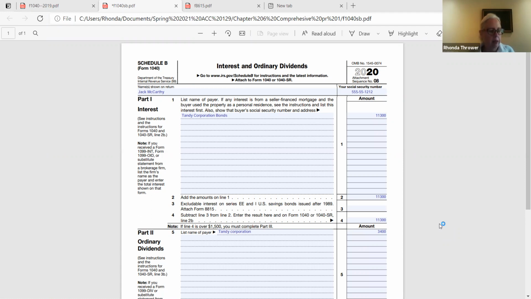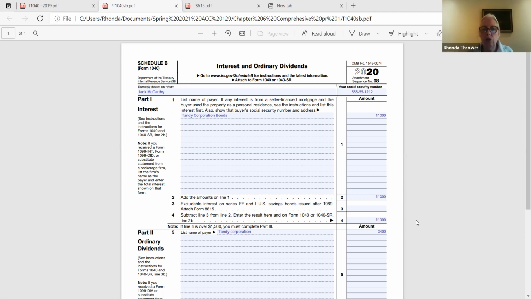Jack, who is the son, is a full-time student at the University of Key West. Years ago, the McCarthys shifted a significant amount of investments to Jack's name. In 2019, Jack received forms 1099 interest and 1099 dividends that reported the following. The Tandy Corporation bonds interest was $11,300. So what they did in this problem is the parents shifted some of their income to the child.